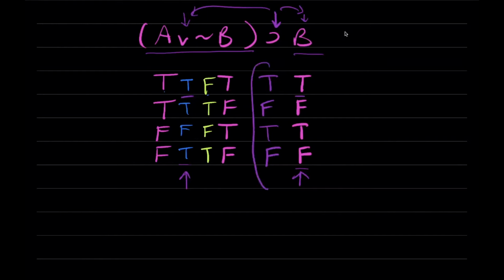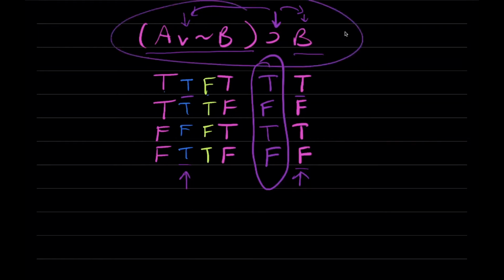And these are the values that we care about that represent the possible truth values for this entire statement, because those are the values that are listed underneath the main operator. So that is a very simple example of how to create a truth table for a compound statement.